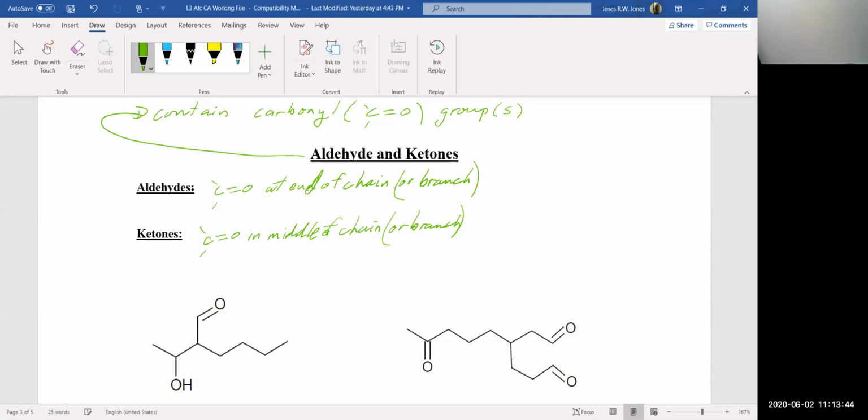Okay, and aldehydes and ketones are both higher priority. Aldehydes are higher priority than ketones. Ketones are lower priority than aldehydes as a functional group. When you're choosing and naming the parent chain, this is lower priority. But both are higher priority than alcohols.